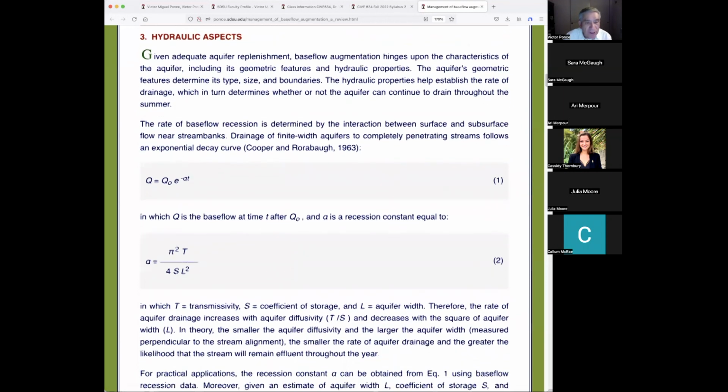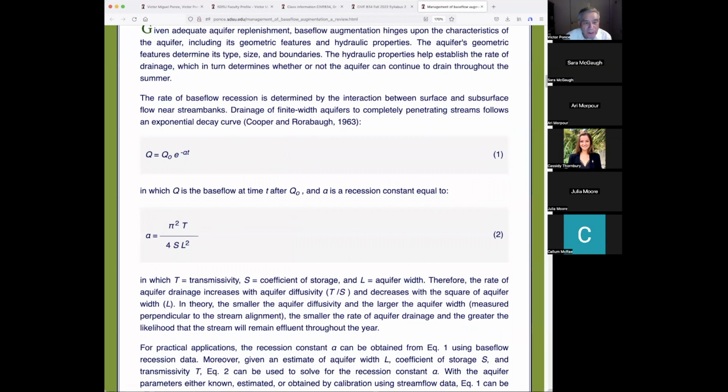So we have this formula in here by Cooper and Rorabaugh, which, by the way, is an exponential formula. I mean, anybody with a little bit of wits could have said, yeah, right, sure, it's going to be exponential. So it's going to be Q equal Q naught, which is the beginning, meaning the discharge at the beginning of the time period, times e to the minus at, because it's a decrement. It's going to decrease. So it's got to be minus. And t is time. So it looks good. But what's the a?